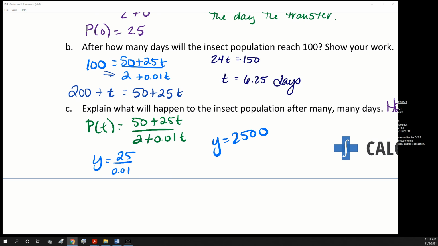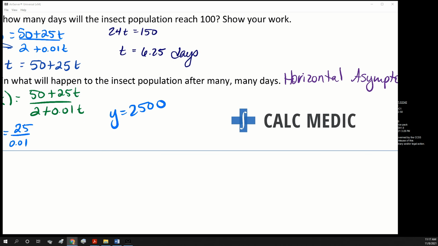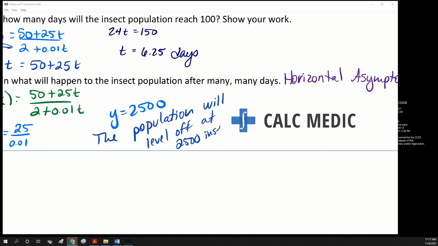So we're going to explain what that 2,500 means. After many, many days, the population will stabilize at 2,500, or will level out at 2,500 insects. So I'm going to say the population will level off at 2,500 insects.